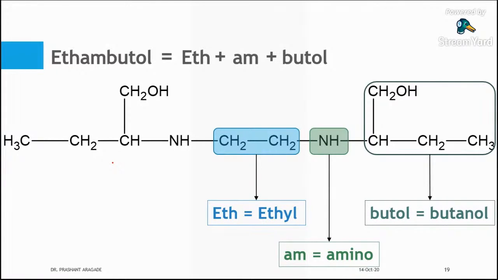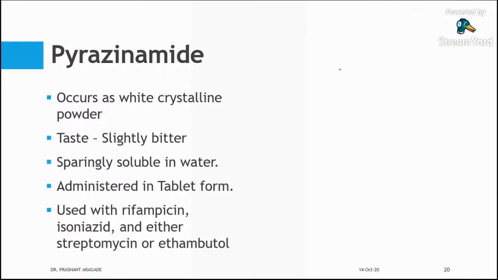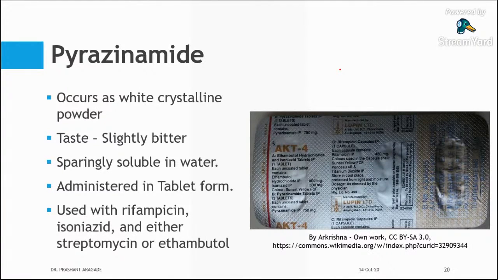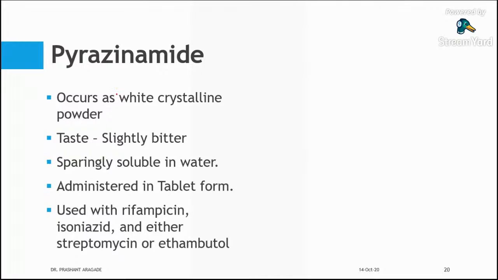Okay, very good. So ethambutol is eth plus m plus butol, so you can remember the structure of ethambutol. Next is pyrazinamide, which occurs as a white crystalline powder. Taste is slightly bitter, and it is sparingly soluble in water.